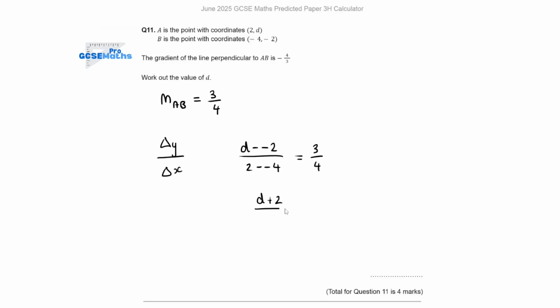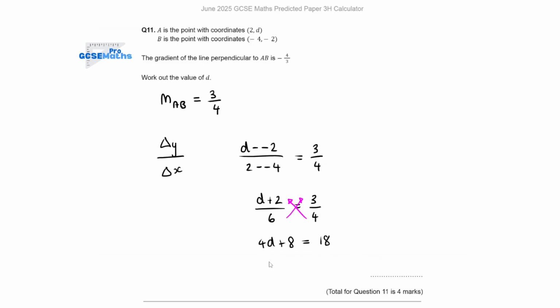I've got d plus 2 because double negative, same here. 2 plus 4 is 6. That equals 3/4. Now I'm going to cross multiply just to get rid of the denominators all in one step. So multiply across by 6, multiply across by 4. So I get 4d plus 8 is equal to 18.